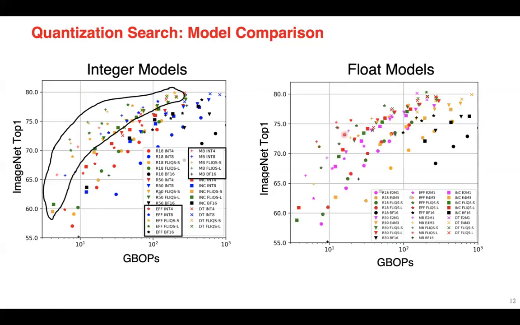And with a floating point search, this is also true, where you find that the MobileNet and EfficientNet give you the best, and among those, the FLIQS search models have the best accuracy. And I should say that even within the ResNets and Inception, the FLIQS models do give the best accuracy and performance.